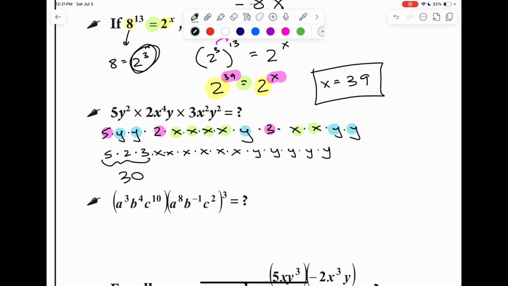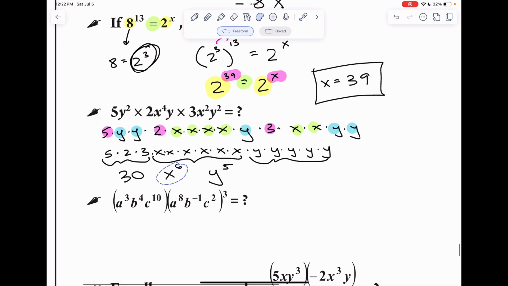This is going to be how many x's multiplied together? I think we got 6 x's multiplied together, so that's x to the 6th power. And 5 y's multiplied together, that's y to the 5th power. So this is my answer, 30 x to the 6th, y to the 5th.